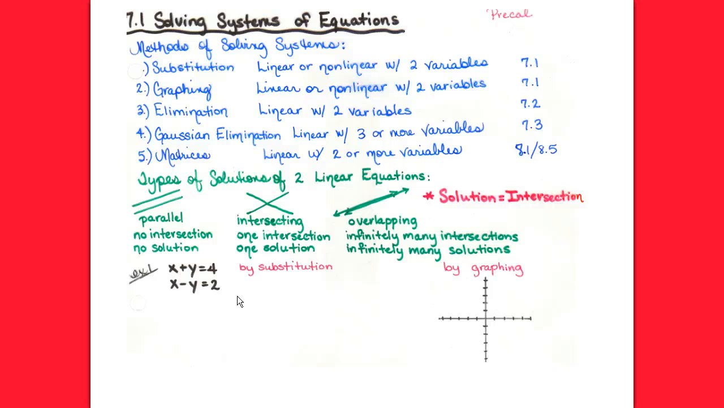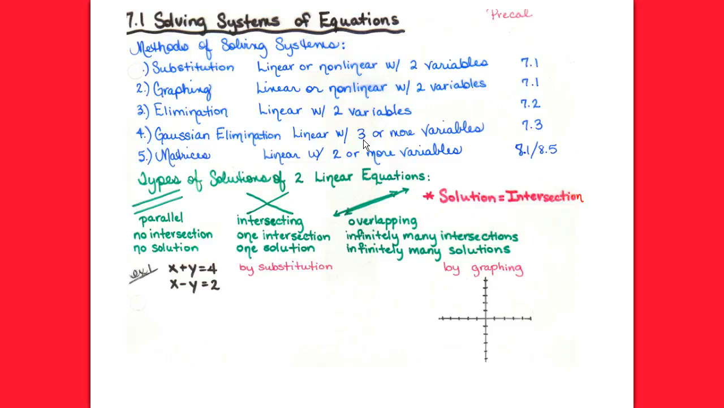Probably our favorite method is elimination that we'll be looking at tomorrow. But the only downside to that is you'll notice that it works with linear equations with two unknowns. So what do I do if I have something that's nonlinear or if I have three unknowns? I'm going to need a different method. And so that's why we learn several different methods.